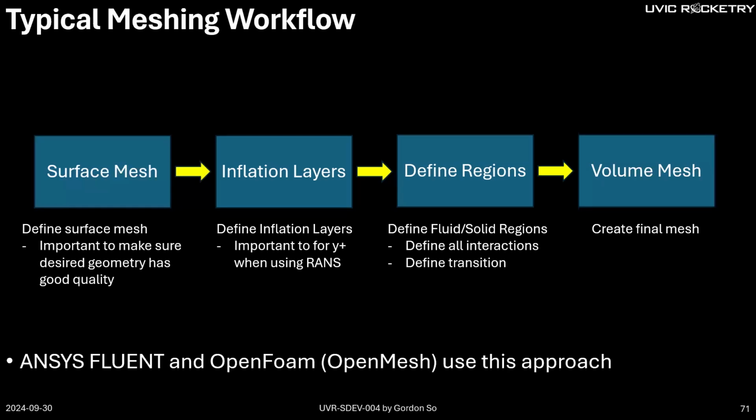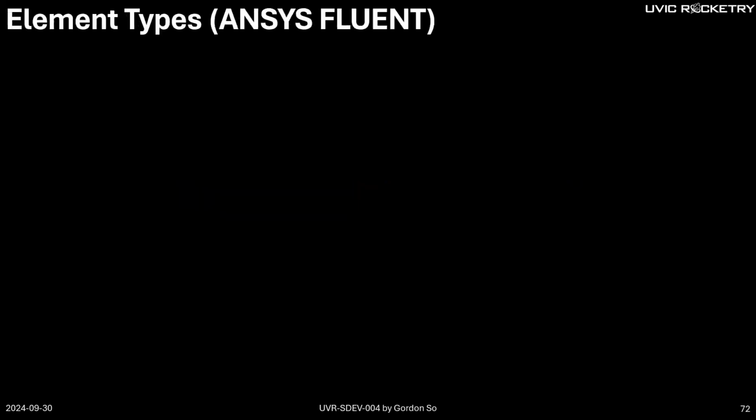And one thing to note is you can generate a mesh from different software and use it on a different solver. For example, if you want, you can create a mesh in OpenMesh, which is an open-source meshing software, for ANSYS Fluent, and that is okay. That's a very important concept because it's pretty flexible when it comes down to meshing.